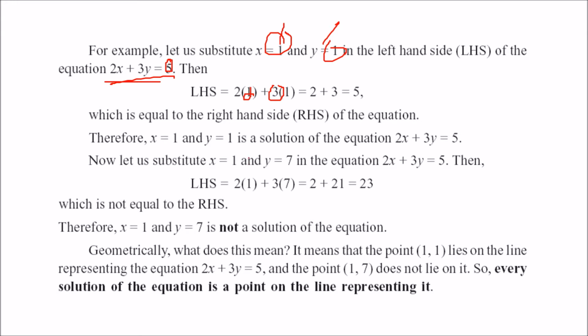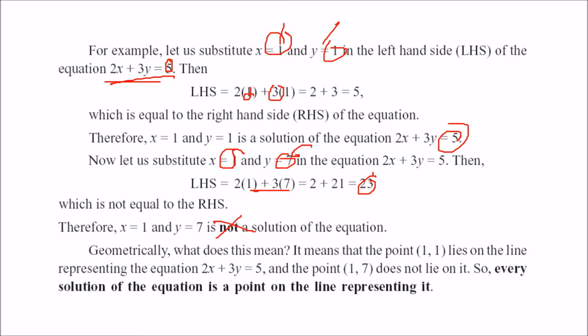Right? Now if we put x equal to 1 and y equal to 7, we see that it is not solving it, because the right hand side is 5. Is this equal to 23? No, because 23 and 5 are different. So x equal to 1 and y equal to 7 are not the solution.